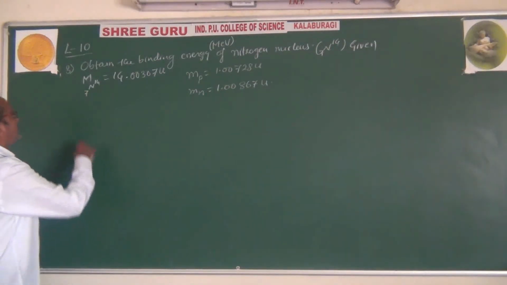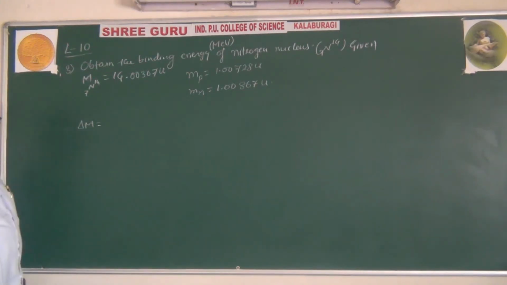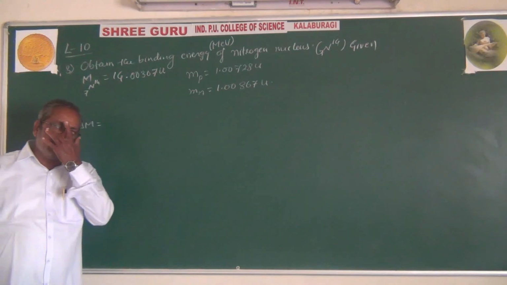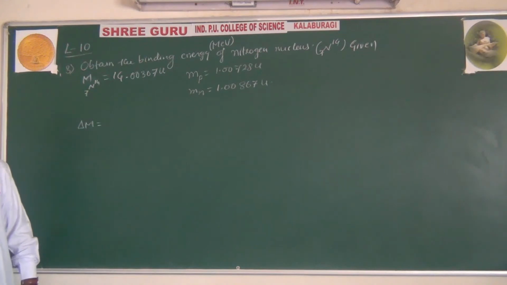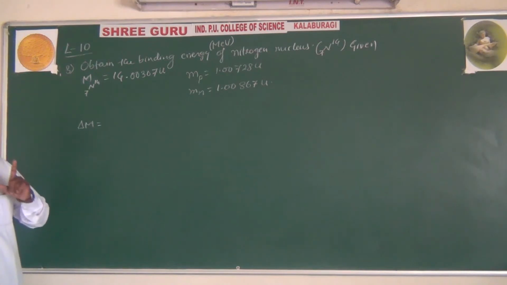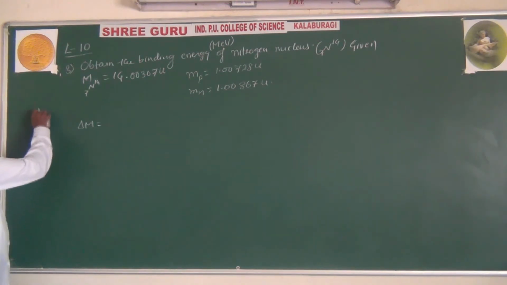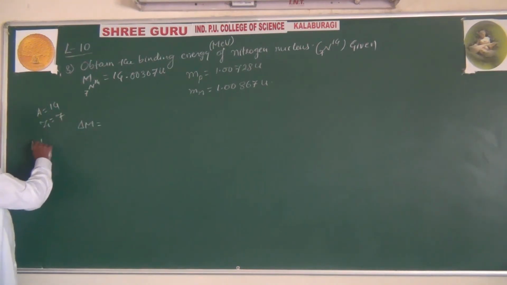Now here is the mass defect, delta M, equal to the sum of the mass of protons and neutrons minus the mass of the nucleus. Here is nitrogen, which has atomic number 7, representing the number of protons, and 14 represents the mass number. A is 14 and Z is 7. Therefore, the number of neutrons is A minus Z, which is 14 minus 7 equal to 7.